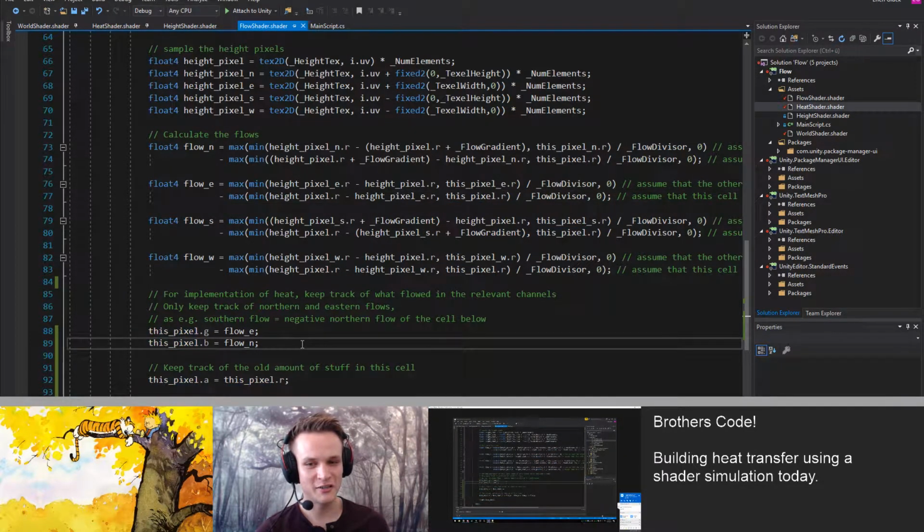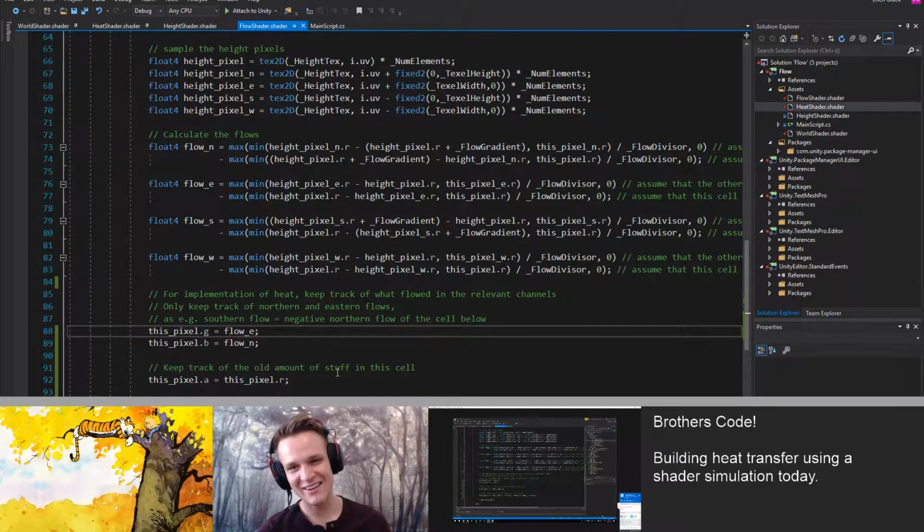So what you need to do is rescale this to the range 0 to 1, and then scale it back in the other shader. Of course. That's why. Okay, hold on, hold on. You know what? These are floating point numbers. Can they be negative? So yes, they can be negative.